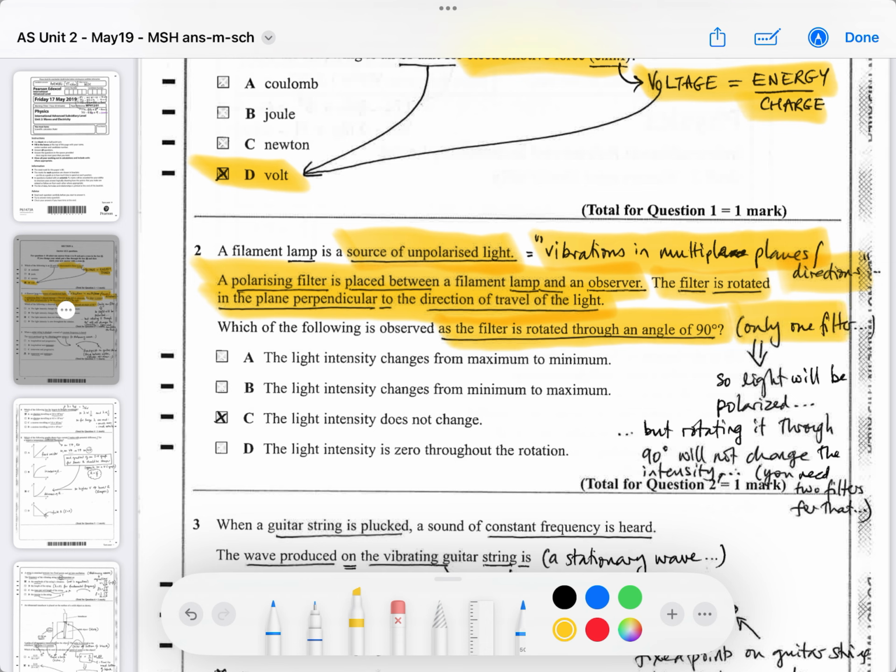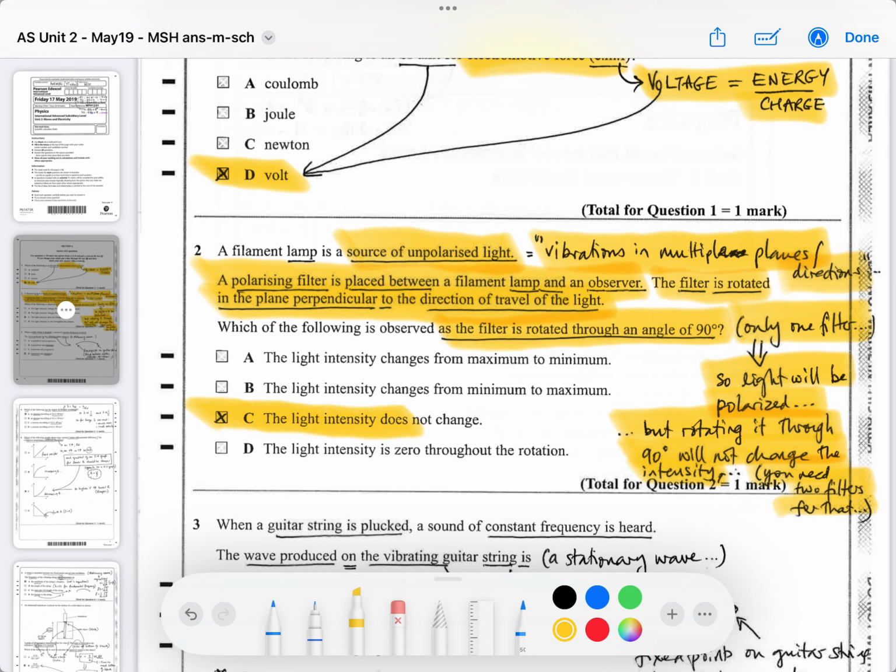So only one filter they're talking about here. So light will be polarized, yeah? There's only one filter we're talking about. I think that could be the confusion. So light will be polarized whichever angle you put it through. So rotating it through 90 degrees will not change the intensity. It will just change the plane of polarization, okay? To make it change the intensity, you would need 2 filters at an angle towards each other. So the answer is C.